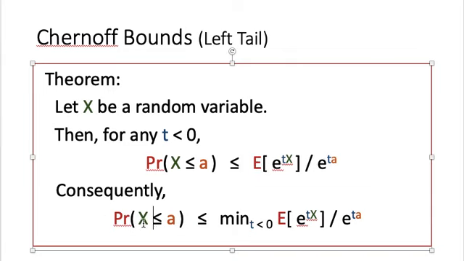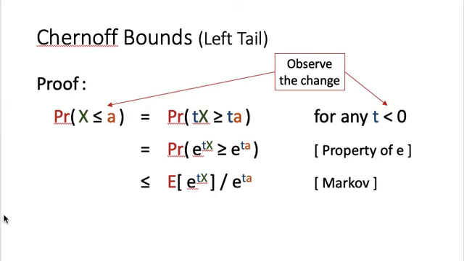The probability of x less than or equal to a will be less than or equal to the minimum, over all choices of t less than 0, of the right-hand side. And the proof is just a one-line change. We begin with the probability of x less than or equal to a. Now we see the effect of choosing t less than 0. When we choose t to be less than 0, multiplying t on both sides changes the direction of the inequality, so smaller than or equal to becomes greater than or equal to.